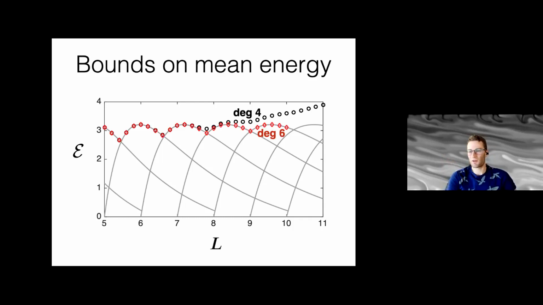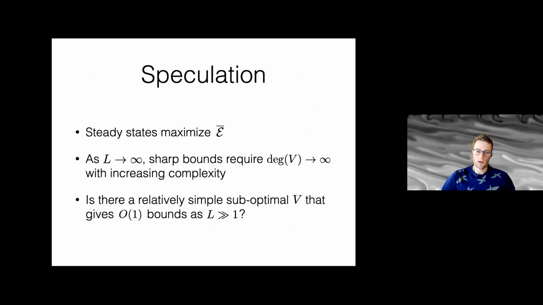If I go to a more complicated V functional, I end up with a degree 6 bound. After a while, I stop computing because it's getting more and more expensive. So computationally going to L to infinity is not realistic. Instead, I'll end with some speculation: in this equation, I think it's probably the steady states that maximize the time averaged energy, but using my approach, as L goes to infinity, sharp bounds require the polynomial degree of your V functionals to go higher. This gives increasing computational complexity that eventually becomes intractable. But again, it's a proof of concept that this generalization gives stronger results.